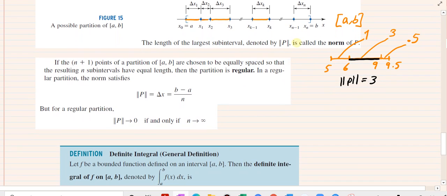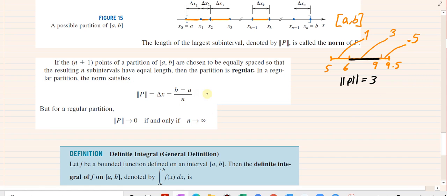Now, if the partition is a regular partition, that means you divide the number line into equal parts. So for example, I go 5, 6, 7, 8, 9, 10. I can't go to 9.5, because then it won't be regular. Each of these has the same width, so this would be a regular partition. And in the case of a regular partition, the norm is just delta x, because they're equal. And that's what this piece is telling me.